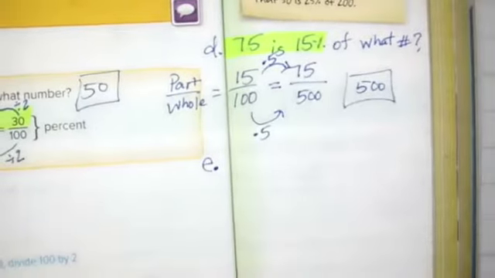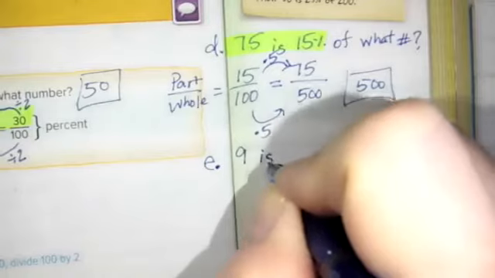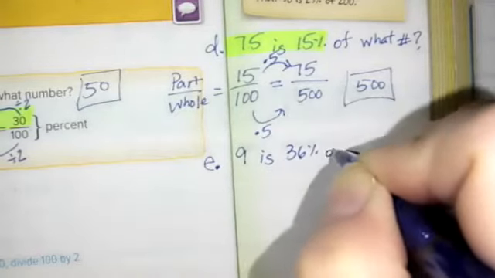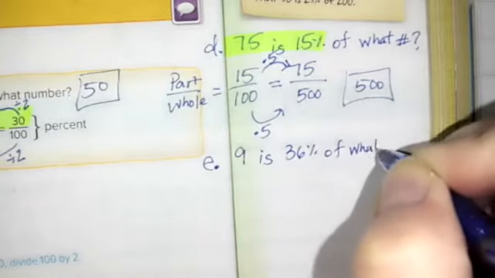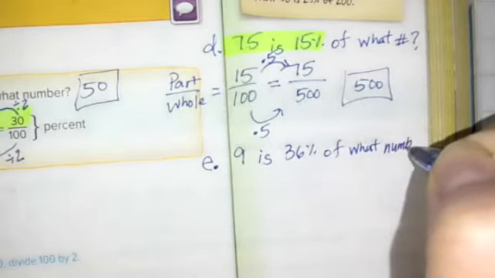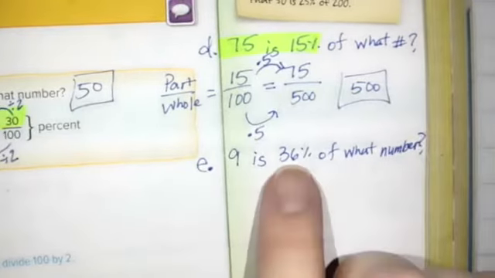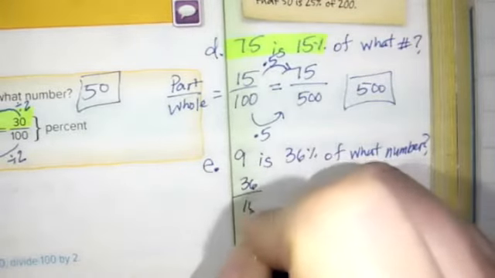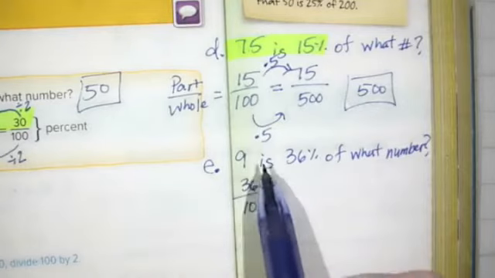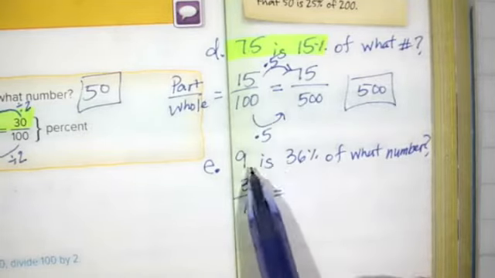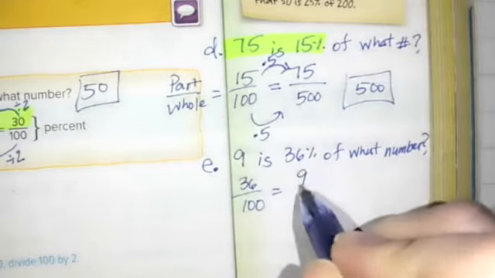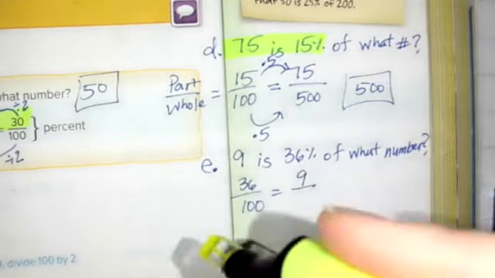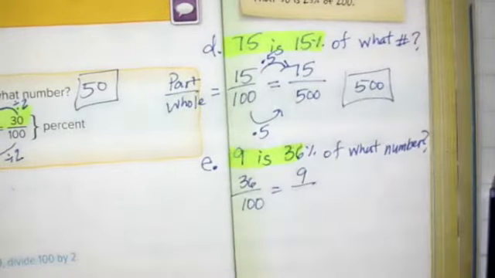Letter E. So 9 is 36% of what number? Okay, so as soon as I see that 36%, I want to go ahead and write that as 36 over 100. And I know that 9 is not the whole because it tells me 9 is 36%. So I know that the 9 is the part, not the whole. So it goes in the numerator, not the denominator. The 9 is the 36%.